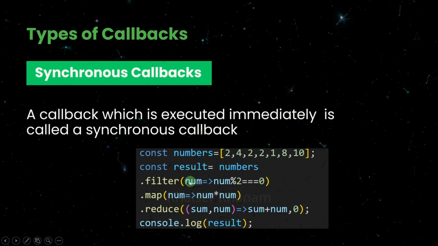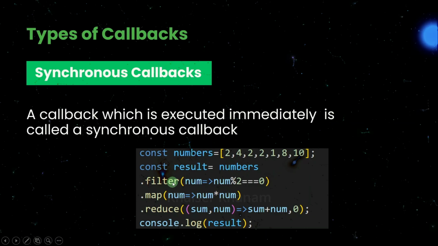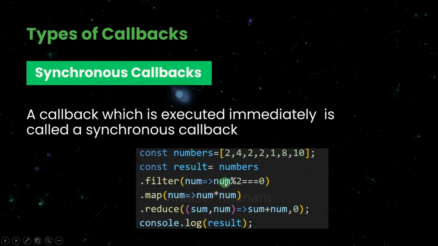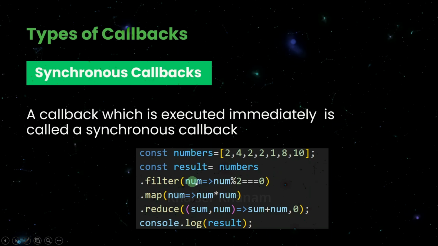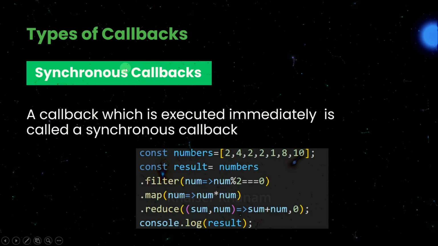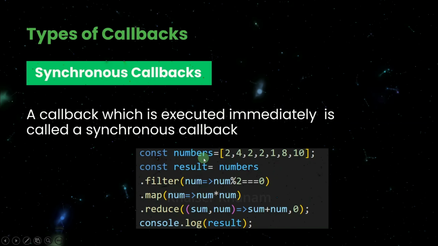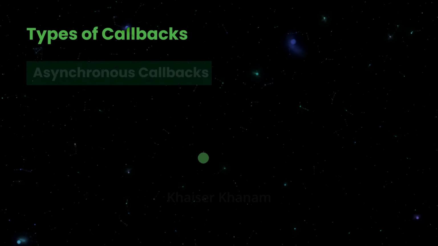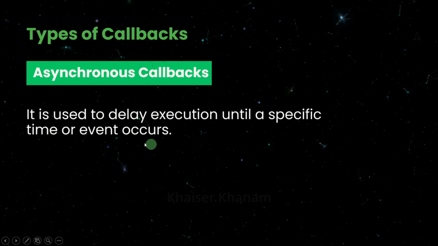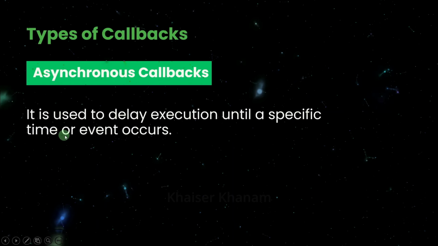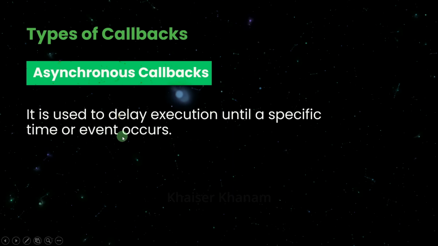So these are called as callback function. Here, why it is called as callback function? So this filter is a function inside which we are passing another function as an argument, and that function is called as callback function. And synchronous callback functions are those which will be executed immediately. Then second is asynchronous callback, and it is used to delay execution until a specific time or event occurs.